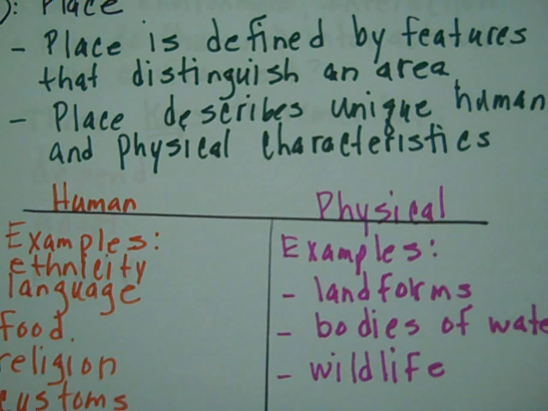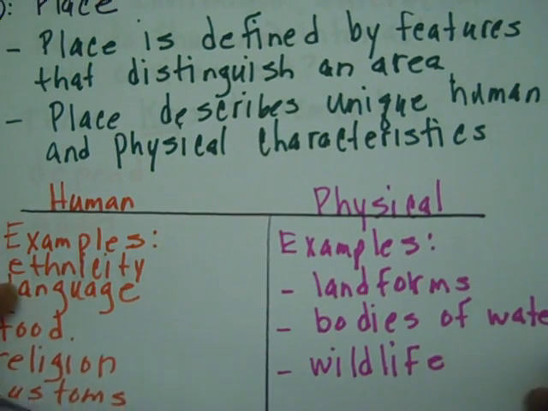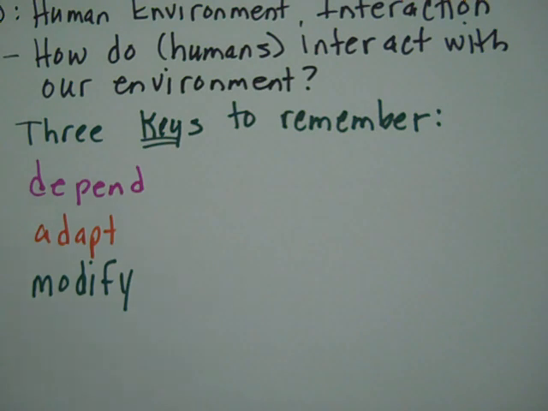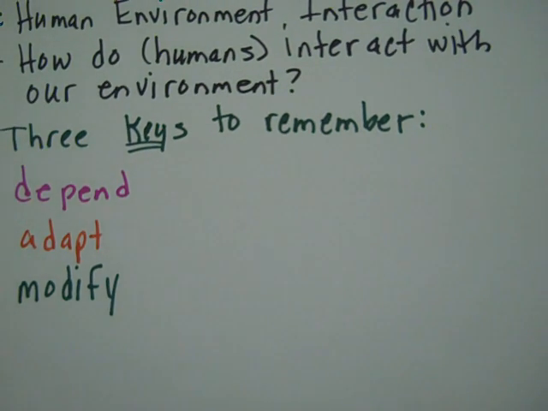The one thing that students always confuse is the difference between location and place. What is the difference between location and place? Remember the word describe. The last theme of geography is human-environment interaction. Pretty much, how do we interact with our environment? It explains how people use and change their environment.